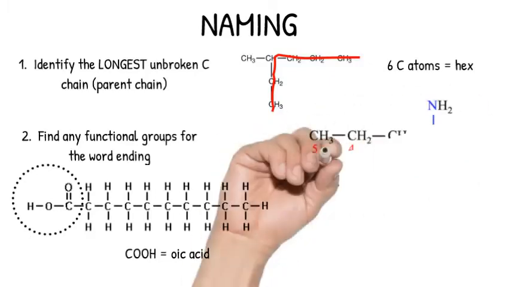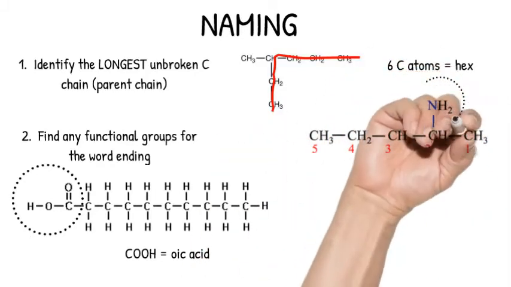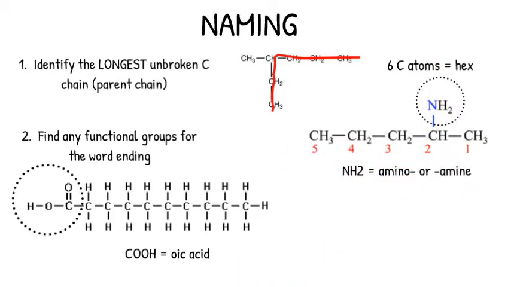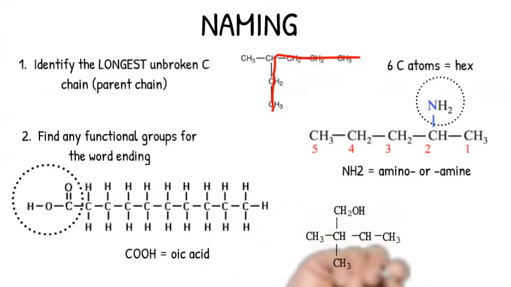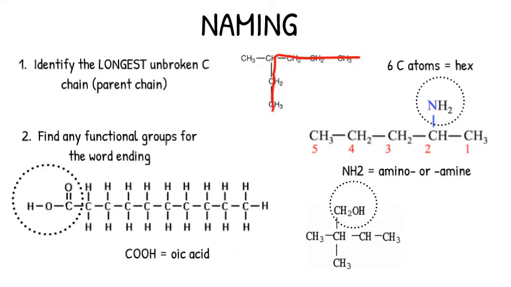In this molecule here, we have an amine, an NH2 group. This would give the word an amine ending or an amino beginning. And our final example, this one here, is an alcohol with an OH group. This would give this molecule an ol ending.